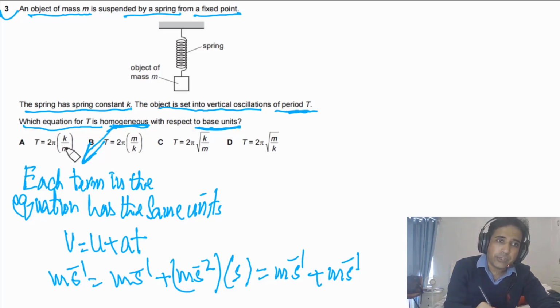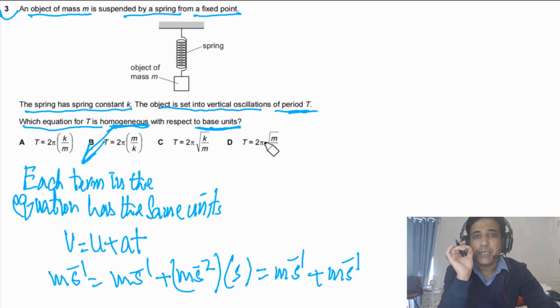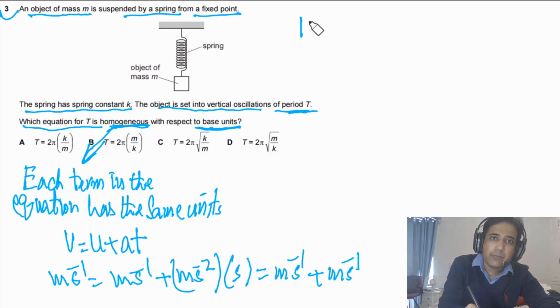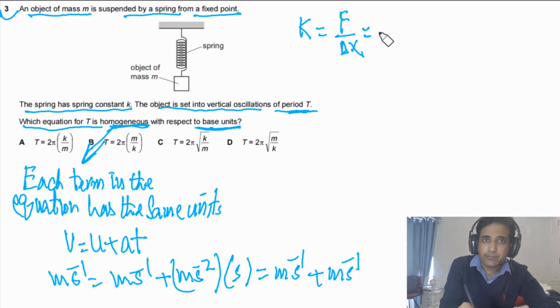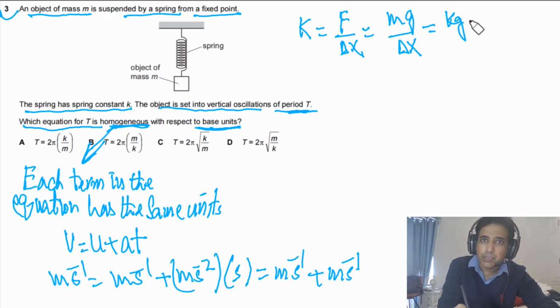Now we need to look at these given options and find out which equation is homogeneous. First of all we have k. We can say k is equal to F over delta x. F is the force, so this is mg divided by delta x. So mg in this case, the unit of m is kg, the unit of g is meters per second squared and the unit of delta x is also meter.